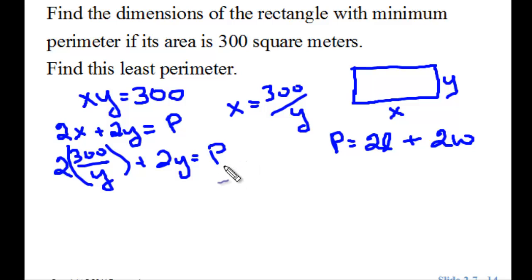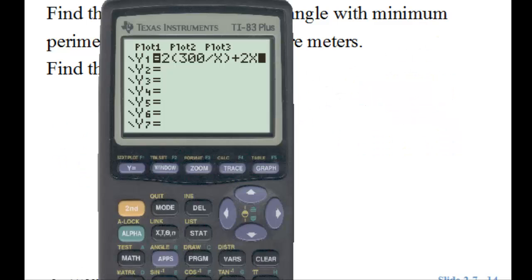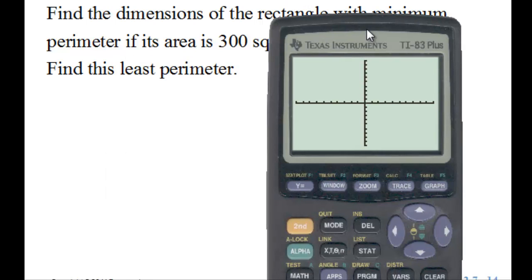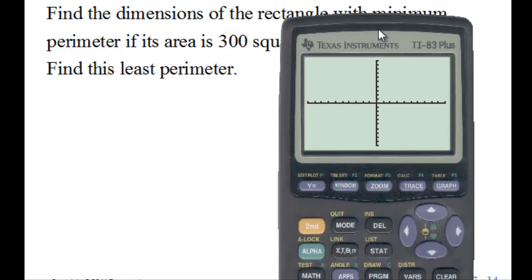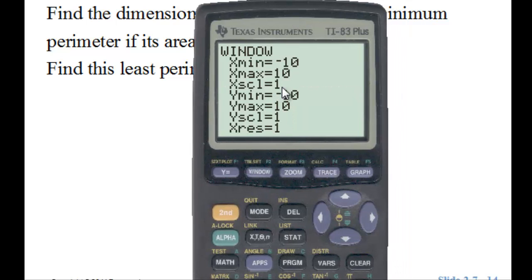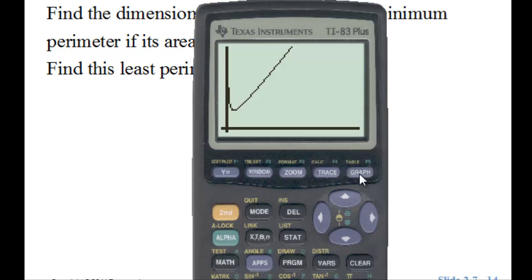Now comes the beauty of the calculator. We just put that into the calculator and we're going to find the minimum. I have 2 times 300 divided by x plus 2x. I'm going to graph it. When I graph it in the standard screen, I get nothing. So we need to figure out how to find it within our window. We know that the area is 300, so the x and the y have to be less than 300. So I'm going to put in 300 for my x, 300 for the y. Oh, there we go. Now we can find our minimum, and we get the minimum.